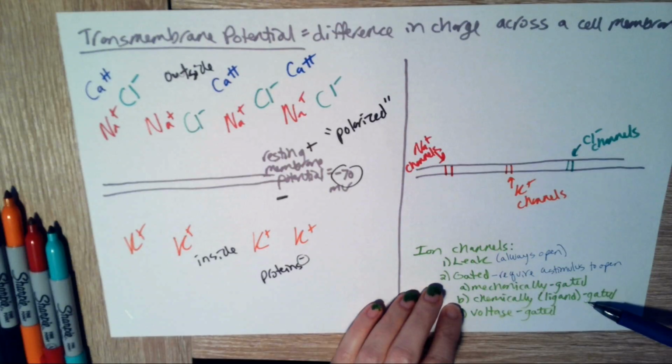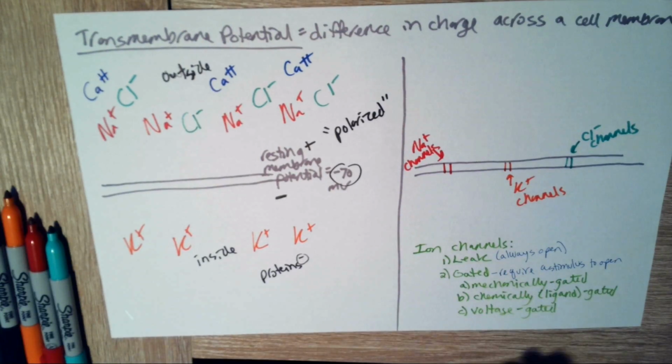There are also chemically gated channels. Chemically gated channels are also called ligand gated channels, and they require a chemical stimulus to open. Now an example of that, I'm trying to find the picture that we had before, would be when we release neurotransmitter. Where's that picture? I'll have to draw it again.